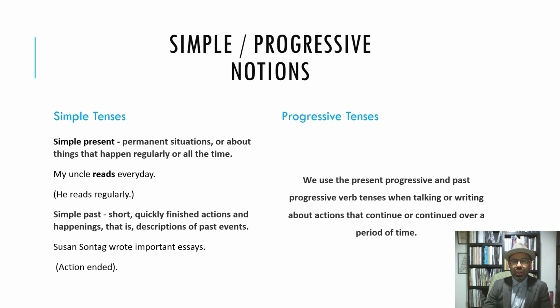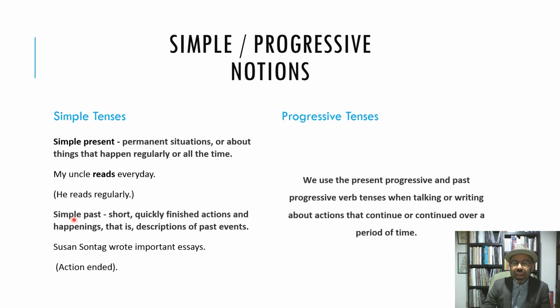So, what about the notion of simple and progressive tenses? Well, simple tenses are simple present and simple past. The first one is used in order to talk about permanent situations or about things that happen regularly or all the time. For example, my uncle reads every day. That is, he reads regularly. The simple past is used to talk about short and quickly finished actions and happenings, that is, descriptions of past events. For example, Susan Sontag wrote important essays. That is, the action is already ended.